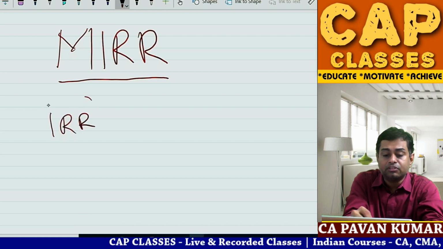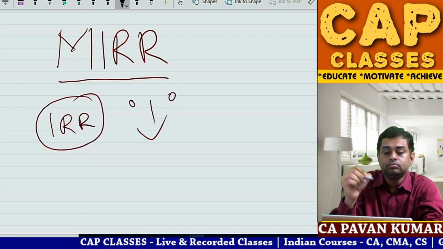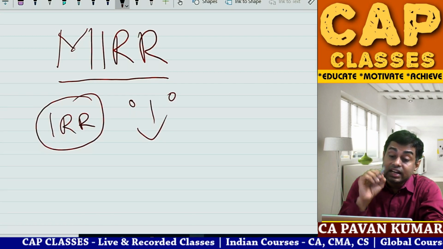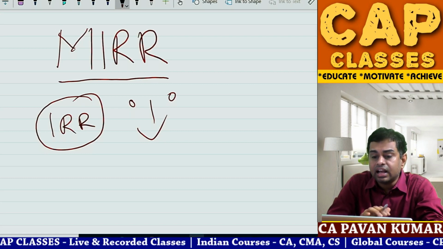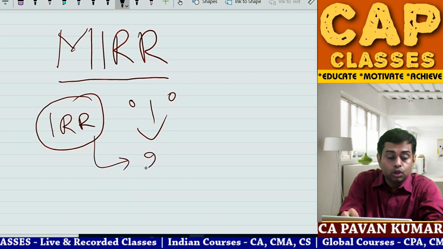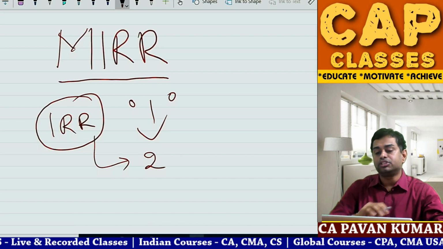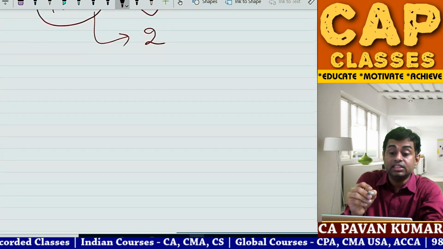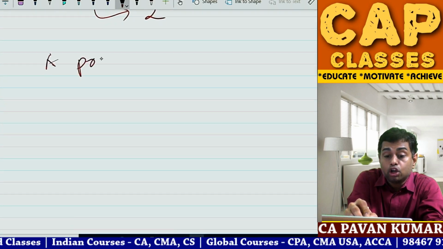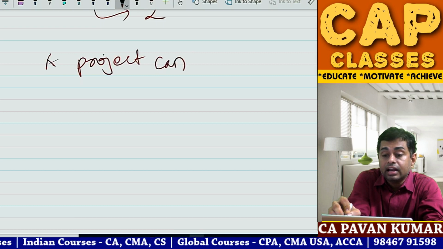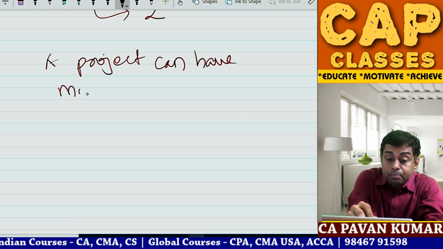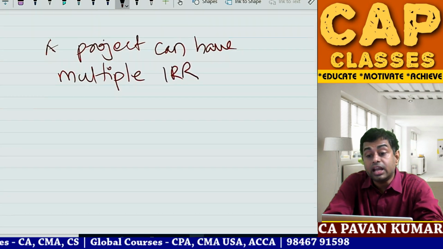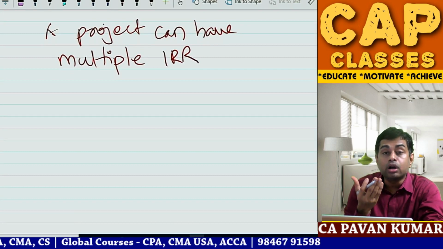Now the student says, Pavan sir, I am happy with IRR only, no? If I am happy with IRR, why should I modify IRR? The reason why we are calculating modified IRR is, IRR has two serious problems. IRR has two serious limitations. One of the limitations is, very surprisingly, a project can have multiple IRRs. What is this? A project can have multiple IRRs. Pavan sir, how is that even possible?